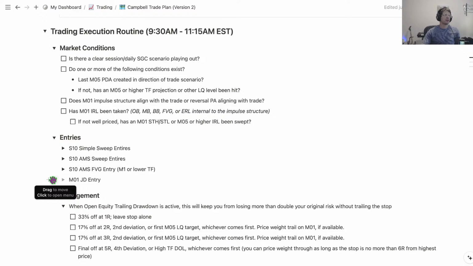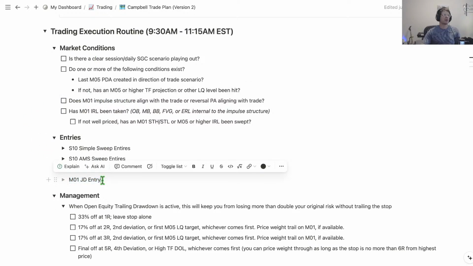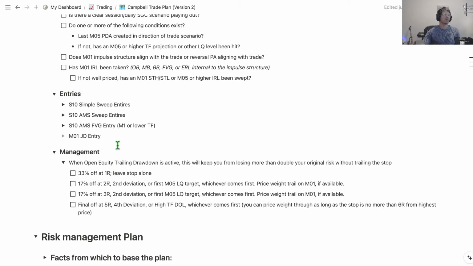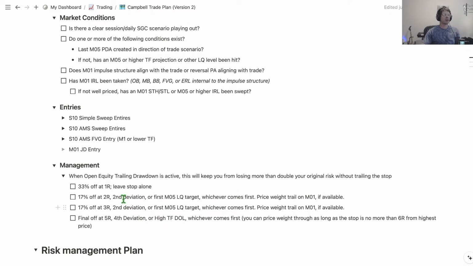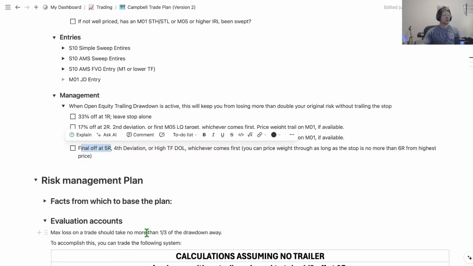Finally, there's sort of an M1 entry. So barring effectively, if we get all of this, rather than looking at this stuff, we'd want the impulse structure, or really the M1 range structure, aligned with our higher time frame trade, and then we'd look for an OTE entry effectively with the stop at the 90%. And that's what the JD entry is. And there's some other conditions that would have to be met with that based on moving averages. With all of that, then take off a third at 1R, a third at 2R, 3R, and then the final third at 5R. And that's pretty much it.